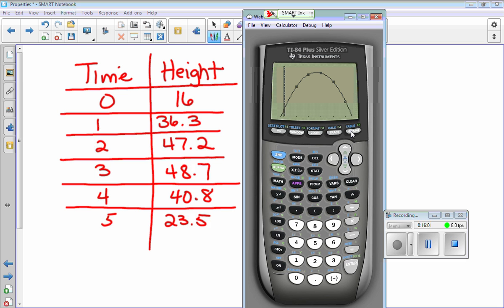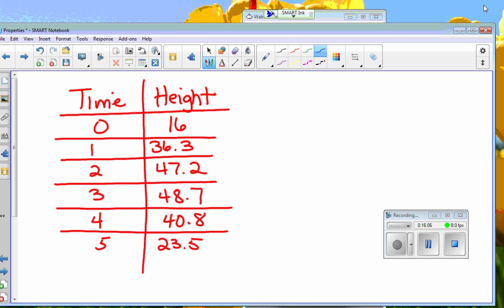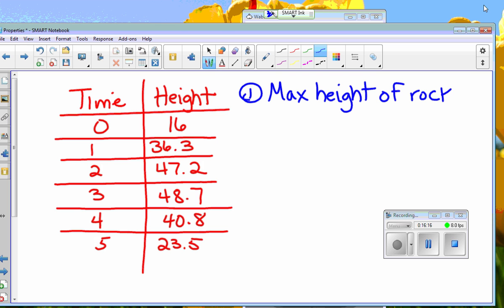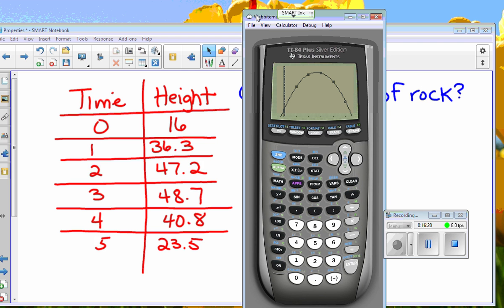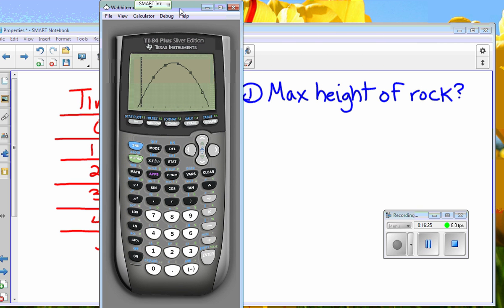What did I do to answer that question, right? Question number 1 is going to be, what is the maximum height of the rock? How high did that rock go? How can I use my graph to answer the question? I went to stat, calc, quad reg. Yeah, I did that. Okay, so what's your question then? The numbers I got from the stat, calc, quad reg. You have to plug it in.